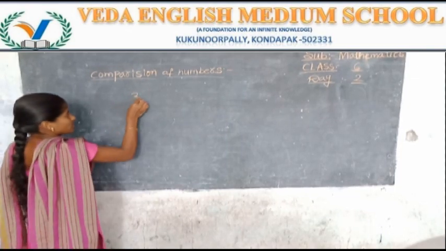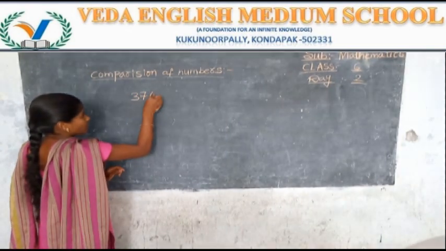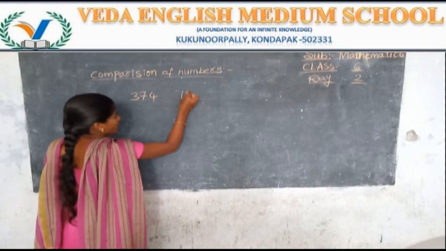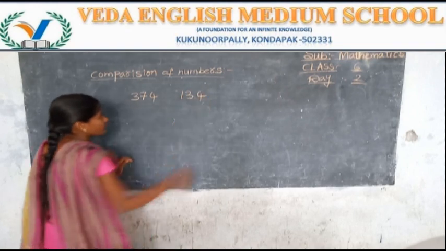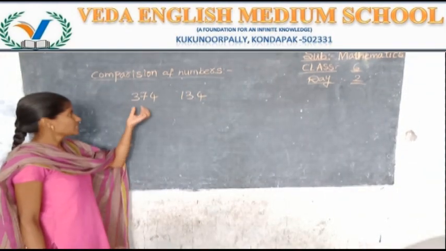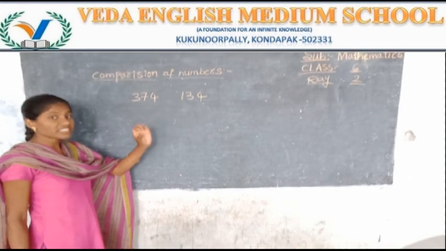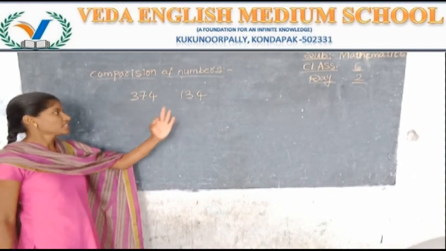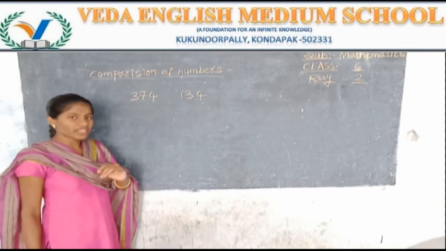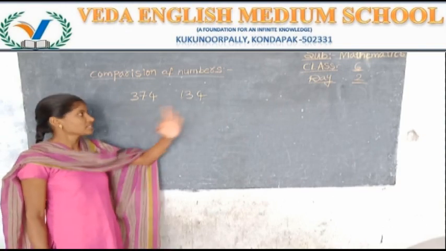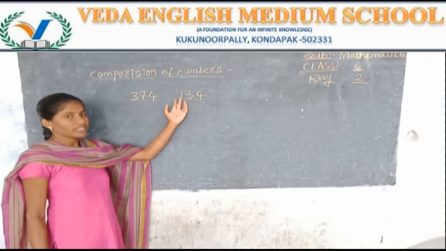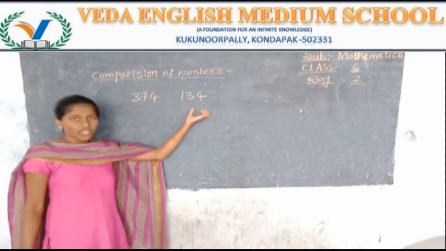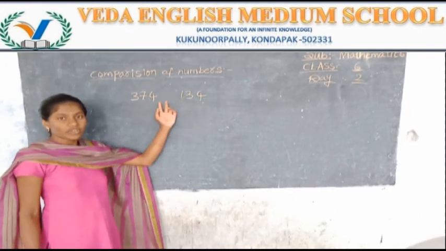Now how to compare the numbers? Now I am writing two numbers here. I will write 374 and 134. Now count the digits in 374. How many digits are there? 1, 2, 3. We have 3 digits. Now for 134 also, how many digits are there? 3 digits. 1, 2, 3. Here you have 3 digits, here you have 3 digits. That means digits are equal.